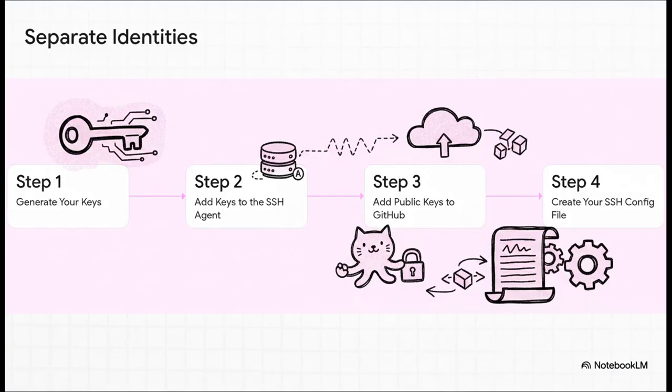It's a really simple four-step process. First, we're going to generate a unique SSH key for each account. Then we'll tell our system about them, authorize them over on GitHub, and finally, we'll create one tiny configuration file that does all the magic for us.